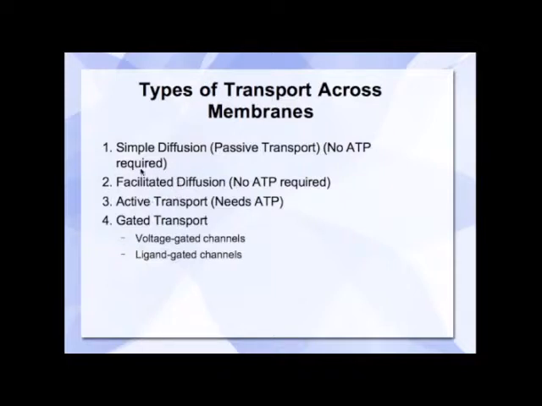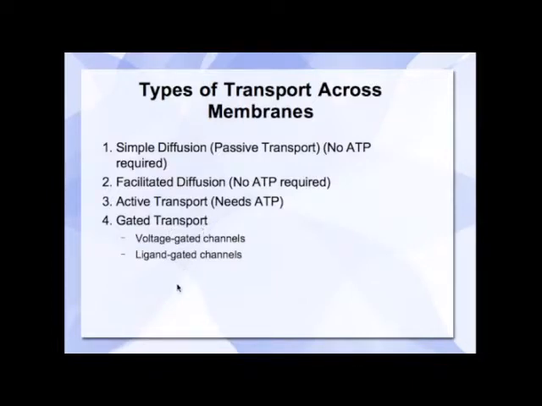Facilitated suggests that the molecule is getting some form of help across the membrane, and that help usually comes from a protein channel that has a hole connecting the outside of the membrane to the inside of the membrane. Facilitated diffusion, like simple diffusion, does not require the ATP energy molecules. Active transport requires energy molecules called ATP, or adenosine triphosphate. The fourth type of transport is called gated transport.